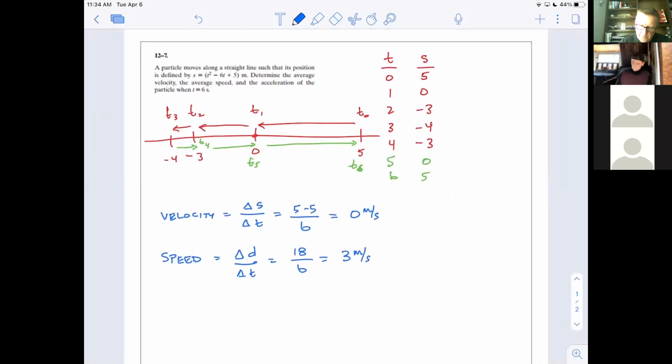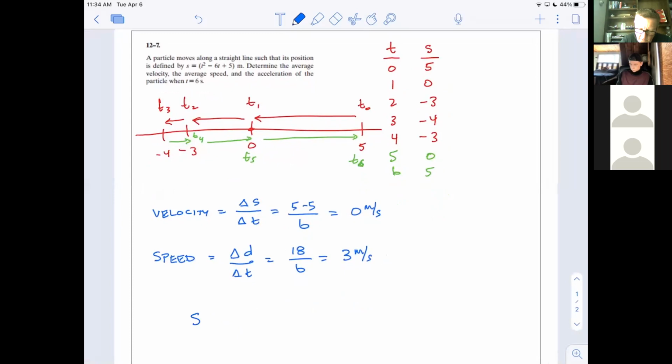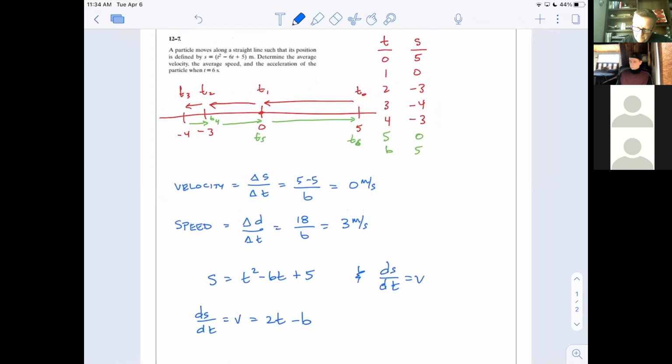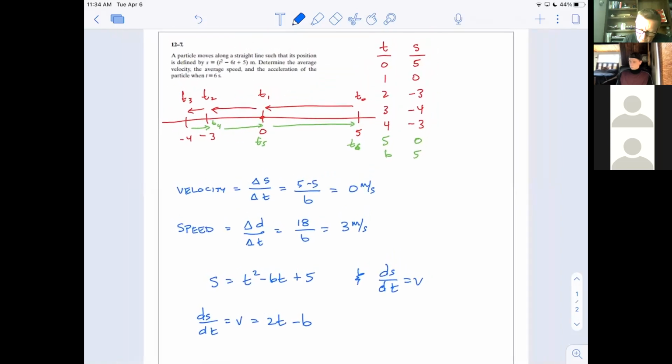Now, let's just play around with derivatives a little bit. If s equals t squared minus 6t plus 5, and we said earlier that ds dt is equal to velocity, then if you want the velocity, you got to take the derivative of that. Well, isn't ds dt, which is velocity then, isn't the derivative of t squared 2t, and isn't the derivative of -6t -6? So there's your velocity equation. So that's kind of cool. We have this equation that tells us our velocity at any point.